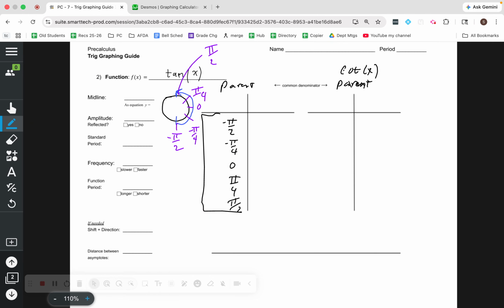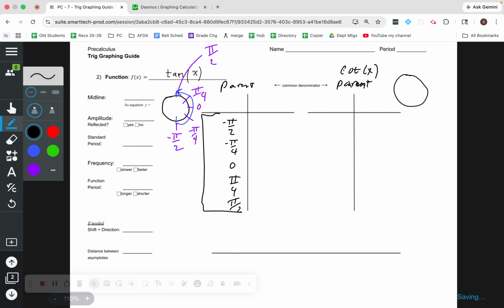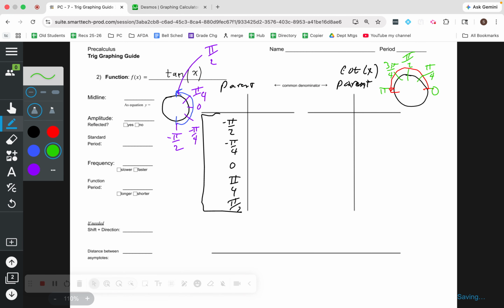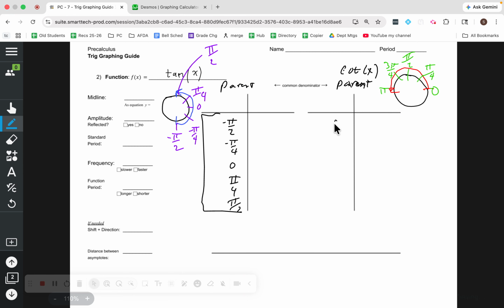And for cotan, remember that the 5 values in one cycle in your parent table go from there to there, from 0 to pi. And in between, you have pi over 4, you have pi over 2, you have 3 pi over 4. So those are the 5 values for cotan. 0, pi over 4, pi over 2, 3 pi over 4, and then pi. That's the parent table of cotan.